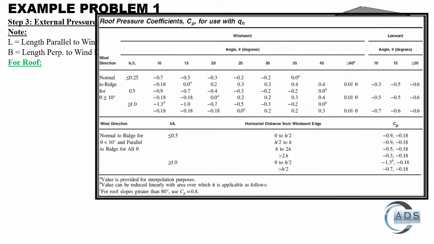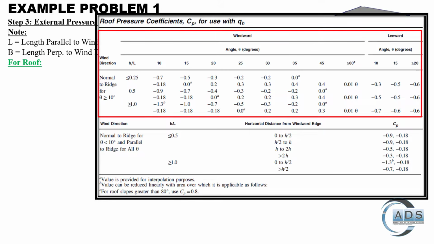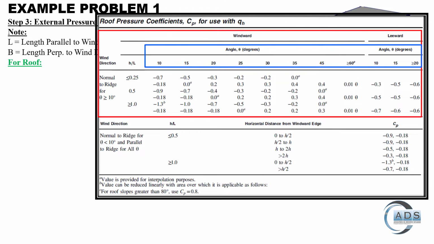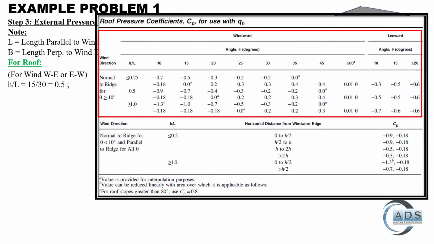Now for the CP value for roofs, we have to use this particular table. We can see that in this table there are two segments, windward roof or leeward roof. As we have a flat roof, it has nothing to do with the windward or leeward portion. We can see that in this table the CP value is dependent upon wind direction, H over L ratio, and the roof angle. For wind west to east or east to west, H over L is 0.5. H means mean roof height and the length is 30, which is parallel to the wind direction.